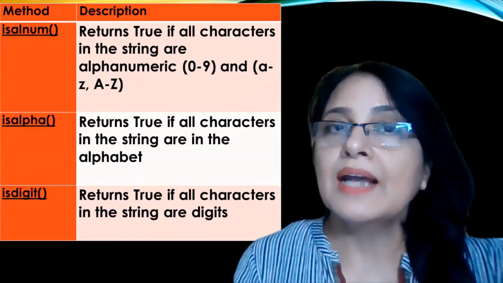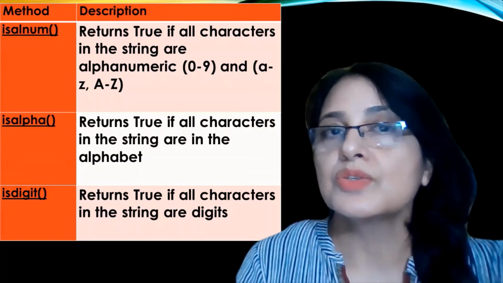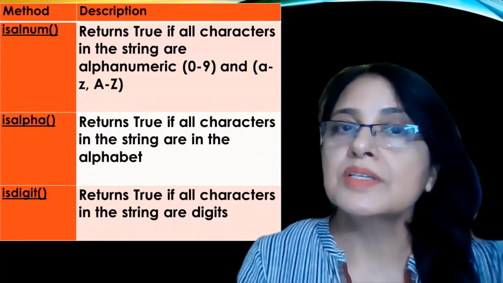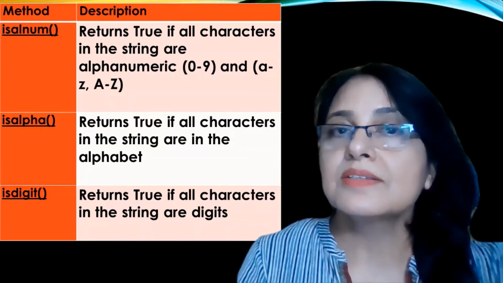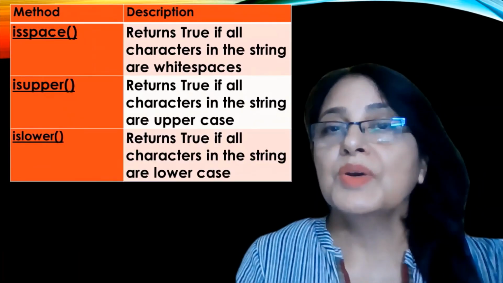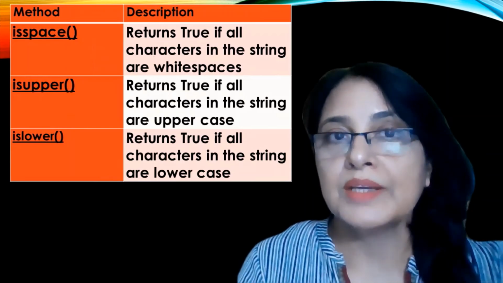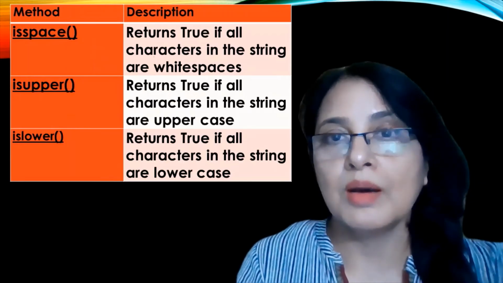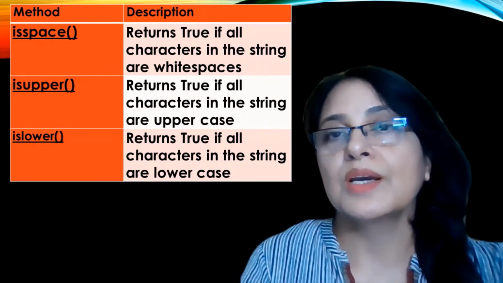There are some methods which check for patterns within the string, and they return either true or false. Isalnum method is one of these, and it returns true if all characters in the string are either alphabets or numbers. Isalpha will return true if all the characters within the string are only alphabets. And isdigit will return true if all the characters in the string are digits only. We also have isspace, which returns true if all characters in the string are white spaces. Isupper will return true if the characters in the string are all uppercase, and islower returns true if all the characters in the string are lowercase.